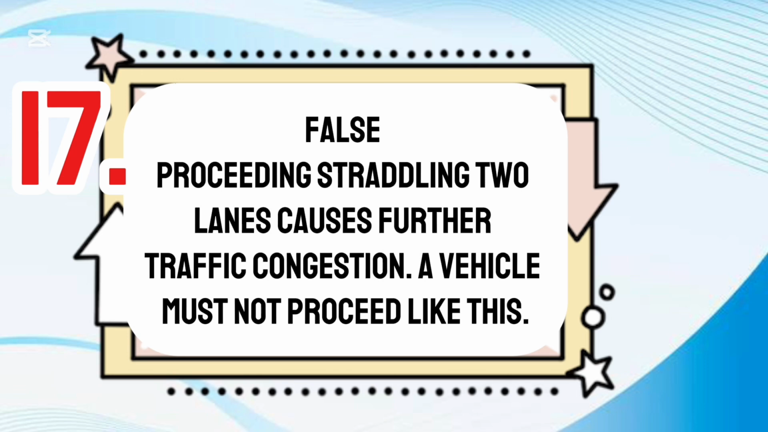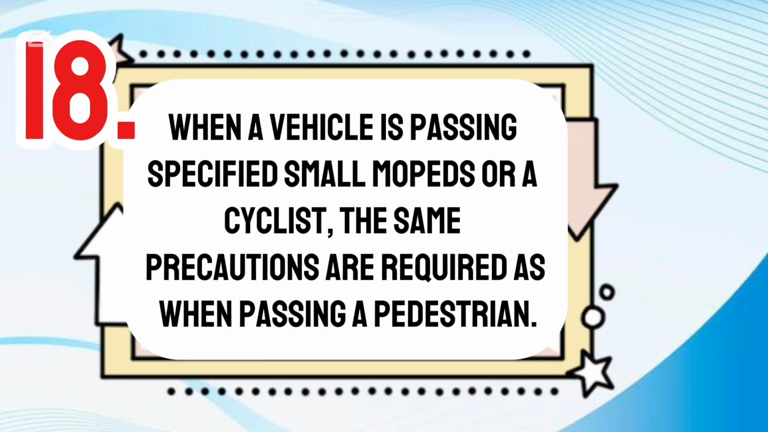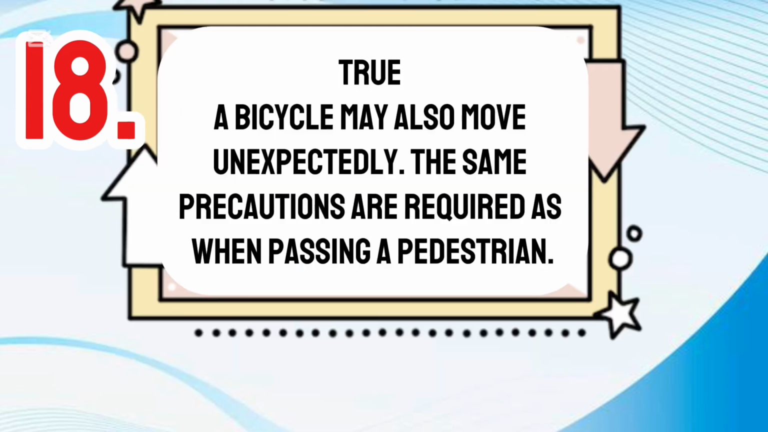False. Proceeding straddling two lanes causes further traffic congestion. A vehicle must not proceed like this. When a vehicle is passing specified small mopeds or a cyclist, the same precautions are required as when passing a pedestrian. True. A bicycle may also move unexpectedly. The same precautions are required as when passing a pedestrian.